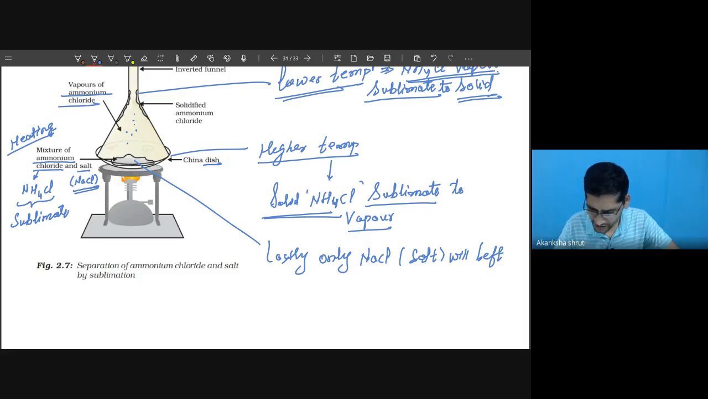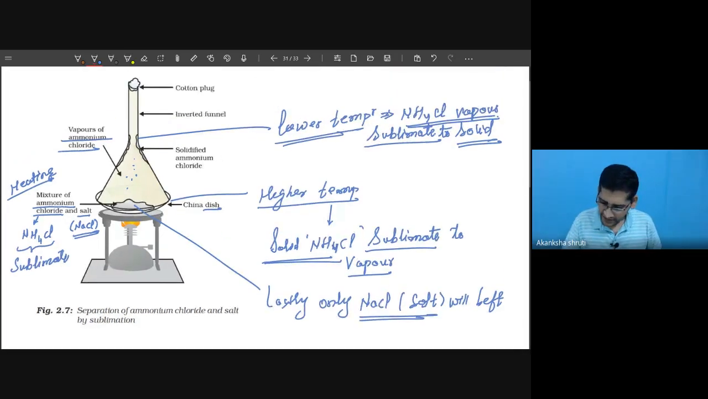So this way we observe that the common salt will remain in the China dish, but the ammonium chloride will turn to vapor and become solid, deposited over the lower region of this funnel. This is the inverted funnel, used just to collect the ammonium chloride vapor and condense it back into the solid.